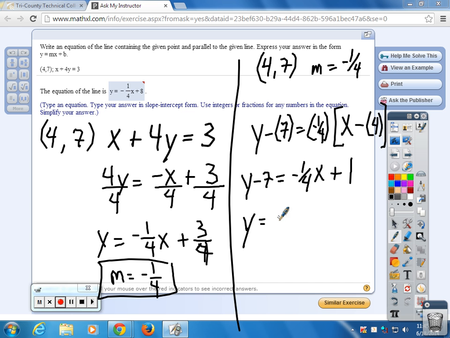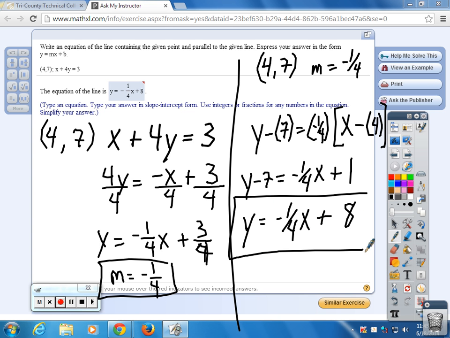Y is equal to negative 1/4 x, and 1 plus 7 is. And that's your answer. So this one had 2 parts.